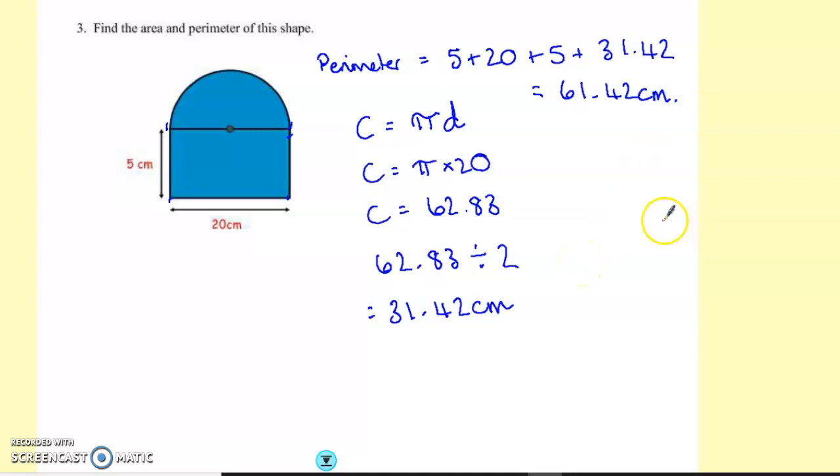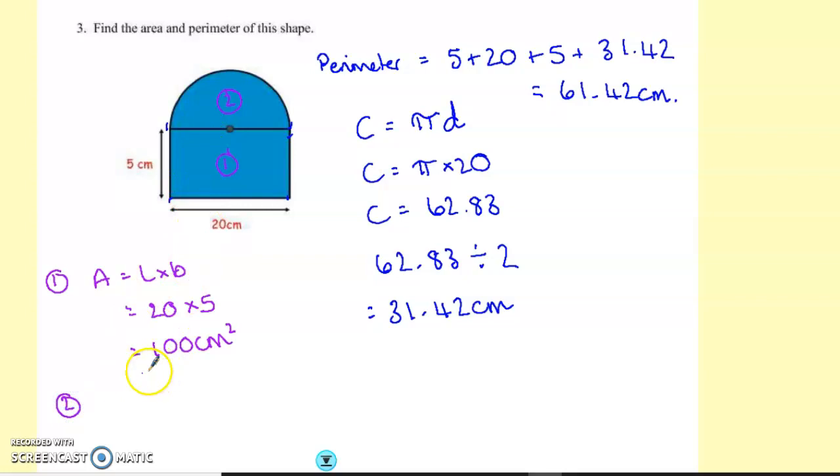Okay, so that was the perimeter. Let's try the area. I'm just going to change colour pen here so you can see the difference. So the area then, I've got 2 different shapes. I'm going to call them 1 and 2. 1 is a rectangle. Area of a rectangle is L times B, or just LB if you prefer. In this case, it's going to be 20 times 5, which is 100 centimetres squared.